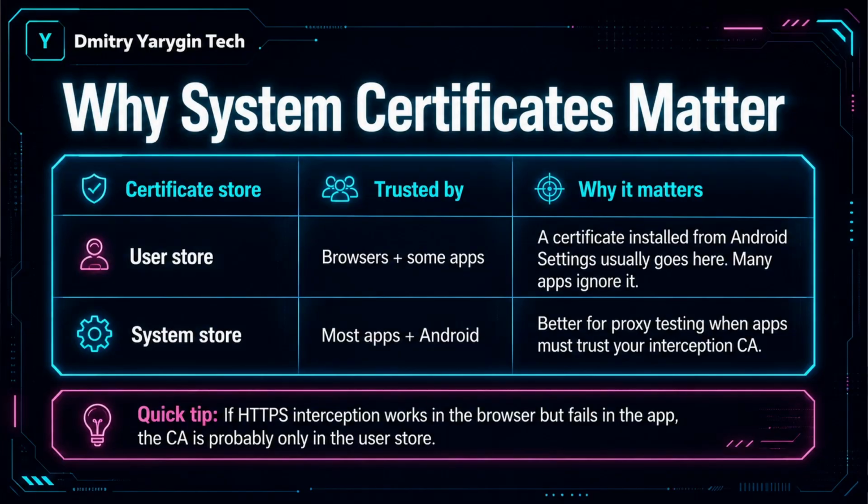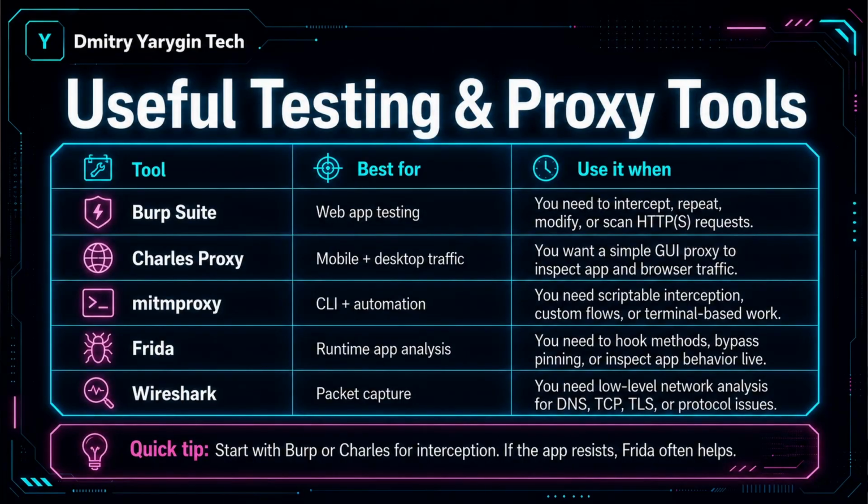Today I want to show you a very practical Android security testing setup. The topic is simple: how to make Android trust your proxy certificate not just as a user certificate, but as a system level certificate. This matters when you want to inspect HTTPS traffic from Android apps using tools like Charles Proxy, Burp Suite, Mitmproxy, or anything similar. This is only for your own devices, emulators, lab apps, test environments, or systems where you have permission, not for random apps or other people's traffic.